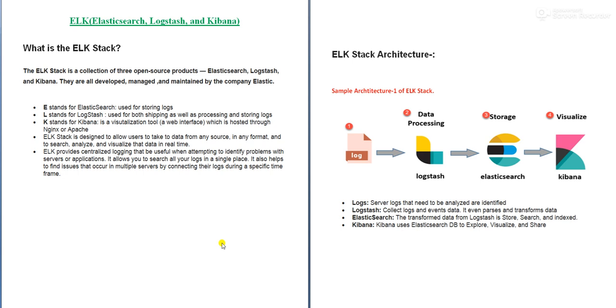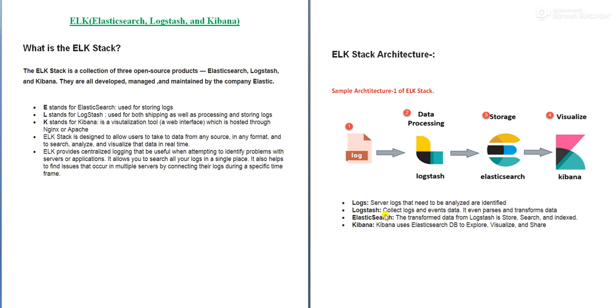On the right side you can see the architecture. There are various types of architecture I will show you in this session. This is the first sample architecture, where the first component is the log, then second is data processing. Who is doing the processing? This is called Logstash. Then the third component is Elasticsearch, and the fourth is Kibana. The logs are the server logs that need to be analyzed. Which logs need to be analyzed? This is the source.